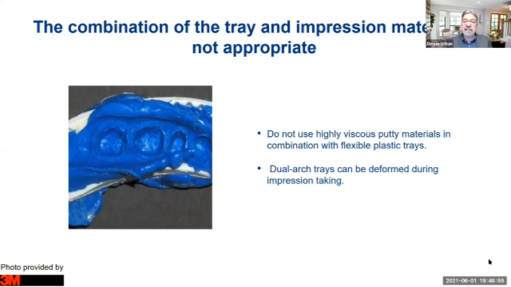Do not use a highly viscous putty material in combination with flexible plastic trays, because you can twist these and it's going to give you resistance, and you're going to have distortions. So dual arch trays can be deformed during impression taking by using highly viscous materials with flexible plastic trays.